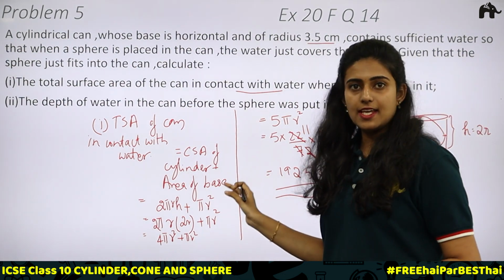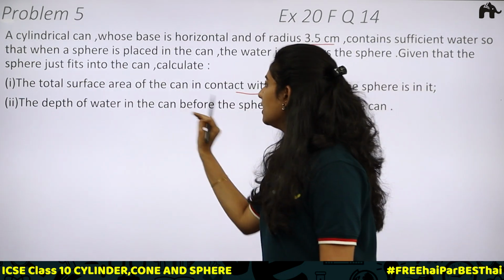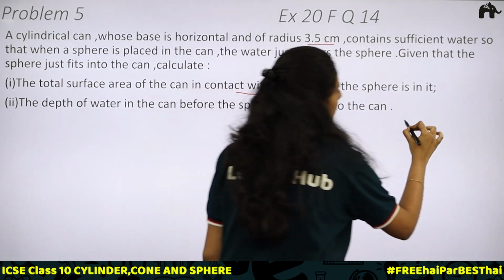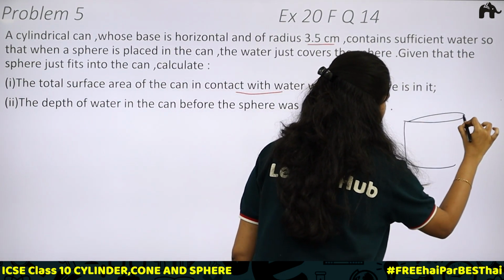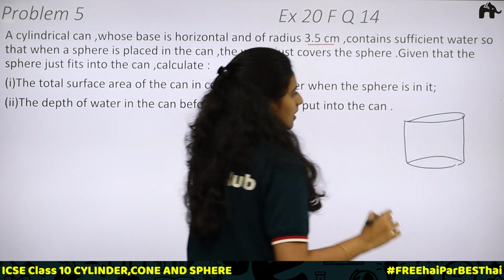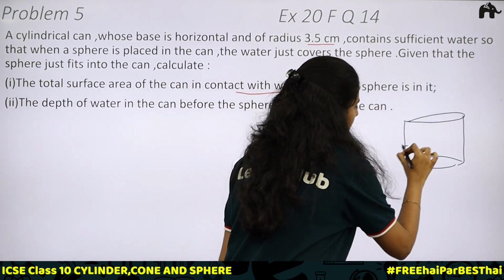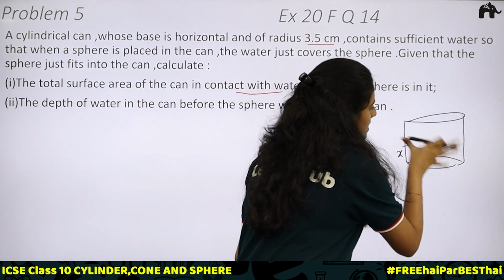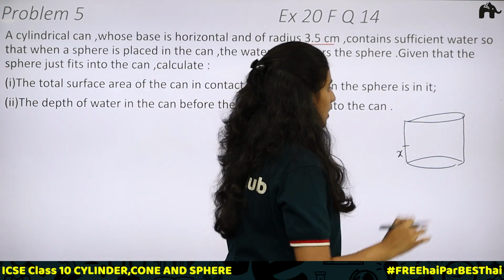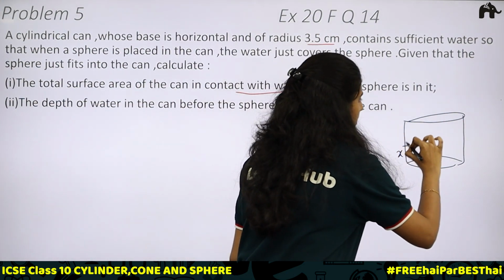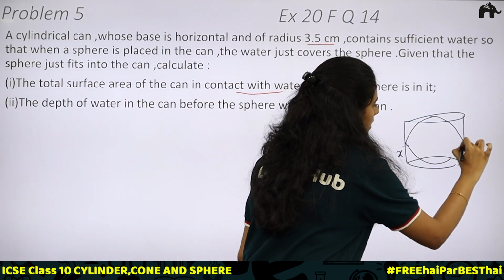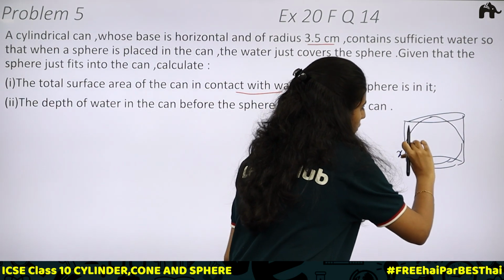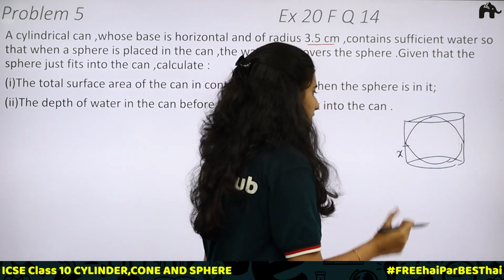Got this answer? Next, we need to find the depth of water in the can before the sphere was put into the can. We had a cylindrical can. Let us take water up to a height of x present inside this cylindrical can. What happens when a sphere is added into it? When a sphere is put into it, the water level increases. We need to find the initial height of water which was present in the can.